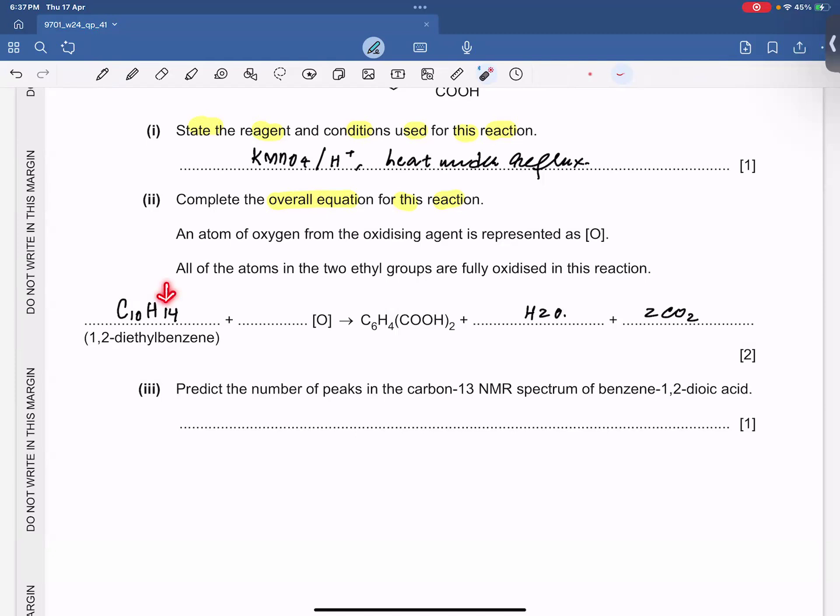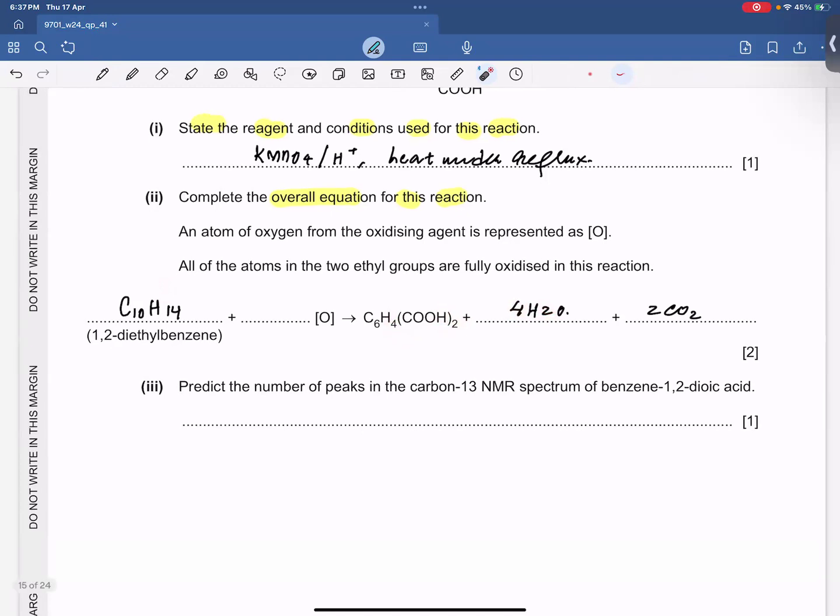Let's talk about hydrogen. We have 14 hydrogen atoms here. Talk about hydrogens now. 2 plus 4, 8. 8 plus 2, 10. 10. And we have 14. So 4 water molecules. So hydrogen is balanced. 4 times 2, 8. 8 plus 2, 10. 10 plus 4, 14. So carbon balanced, hydrogen balanced.